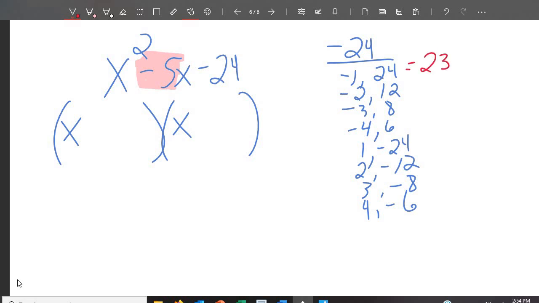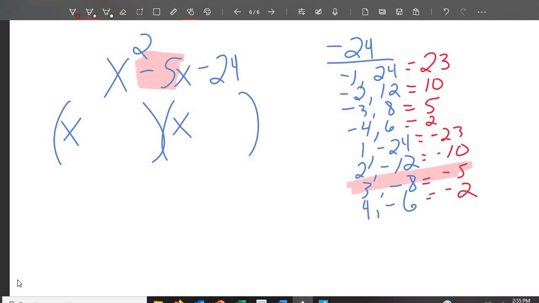That's 23, 10, 5, 2, negative 23, negative 10, negative 5, and negative 2. So we're looking for negative 5. Here's negative 5. So I put a positive 3 in one and a negative 8 in the other. And again, notice the sign in the middle went with the sign of the bigger number.